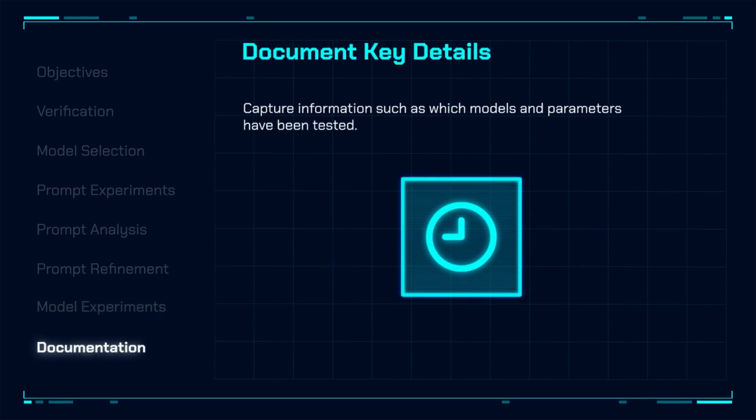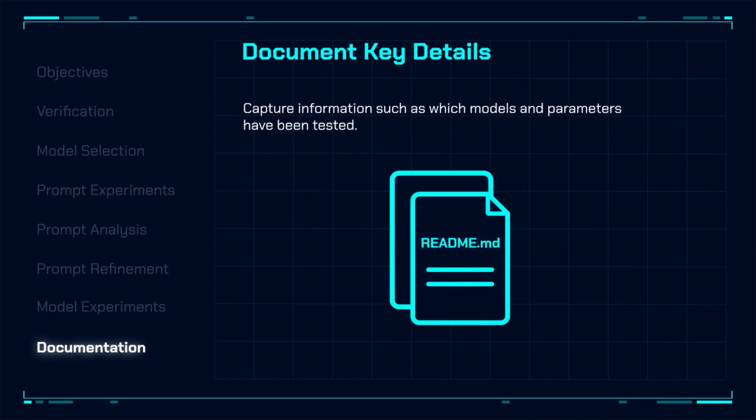I recommend documenting which models and parameters have been tested. This can save a lot of time and frustration when you revisit the prompt in the future. Similar to revisiting code, it's helpful to have a record of what you've tried and why. Even a week later, it can be difficult to remember why you made certain decisions.